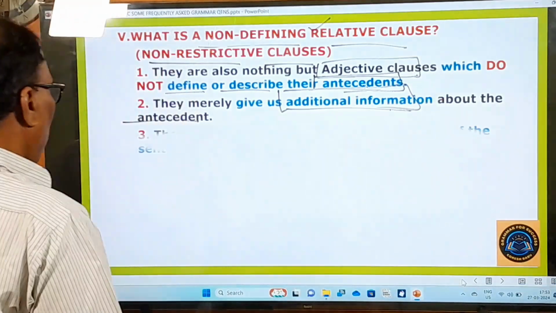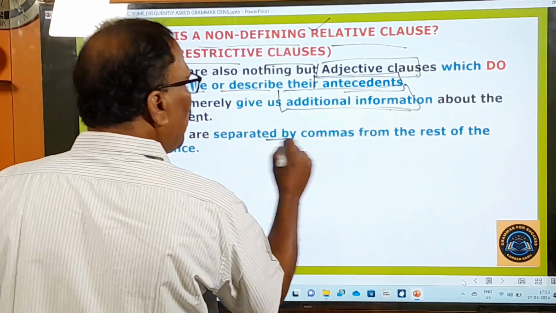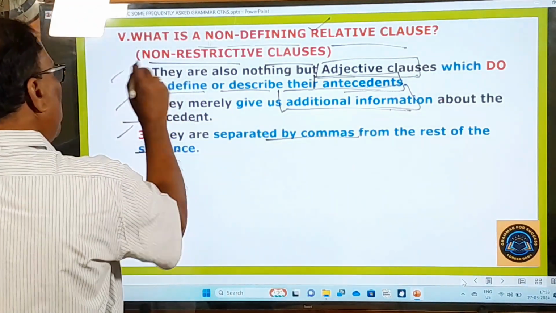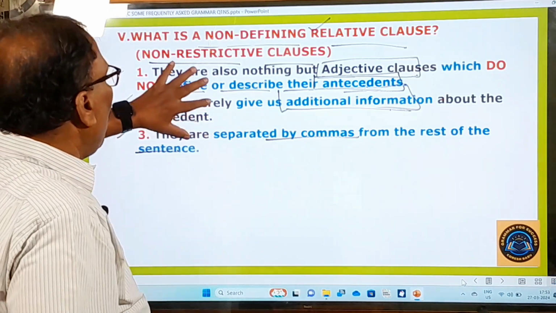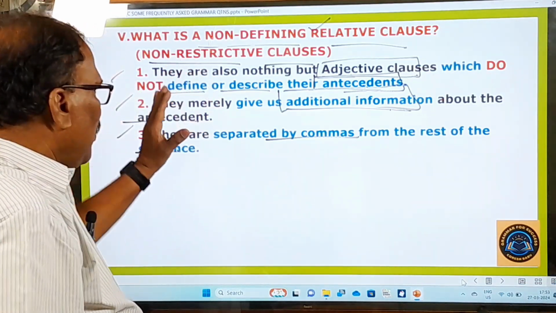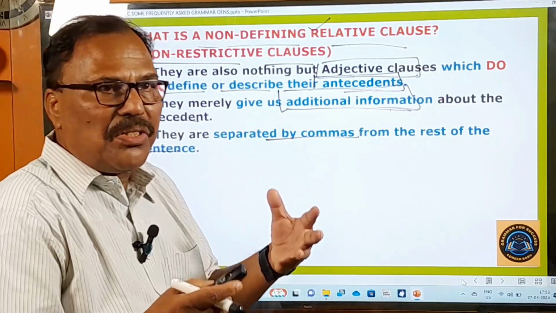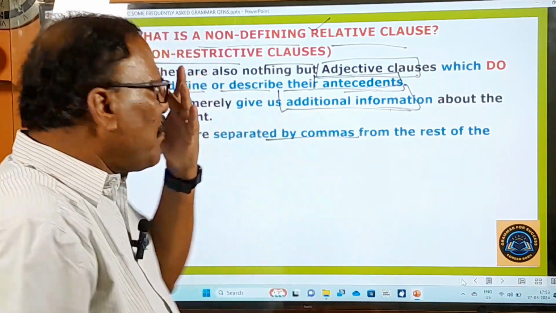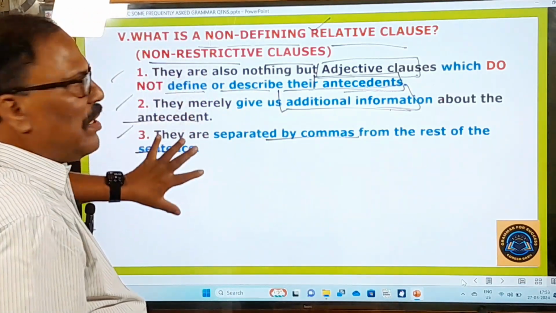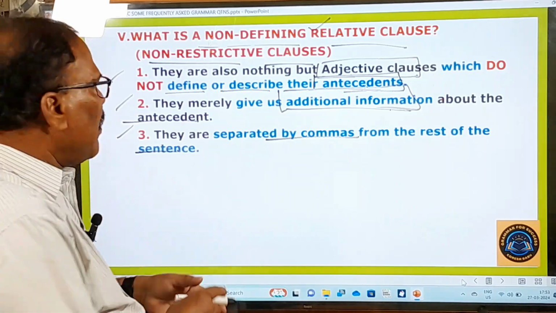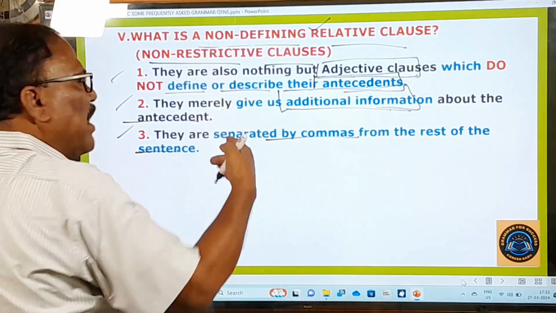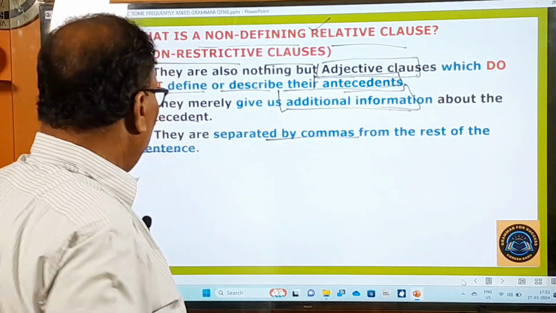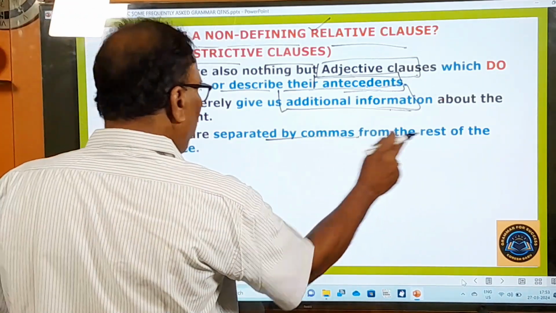And they are separated by commas from the rest of the sentence. Very, very important. These 3 points are very important. I have given them on this slide in writing, because if I teach all these things, you might forget them. That's why please watch this again and again, so that all these points are recorded in your mind. They are separated by commas from the rest of the sentence.